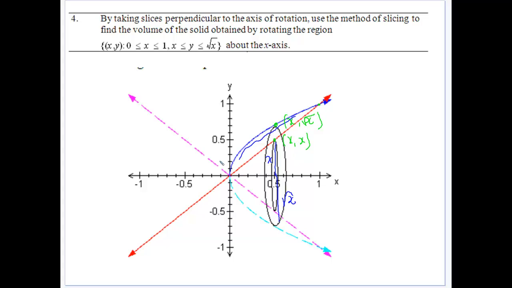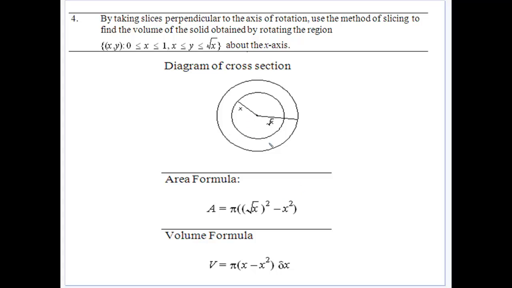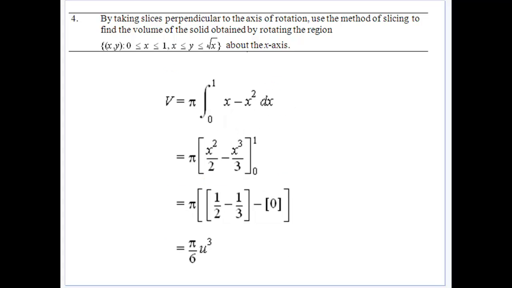So that's where our limits of integration come in. Delta x as our thickness, because it's rotating around the x-axis. So we get our cross-sectional area. There's our larger radius of square root of x, our smaller radius of x. So we put that in. Gives us a volume of pi times x minus x squared delta x, and then we're able to integrate that to get pi on 6. So have a look at the integration.